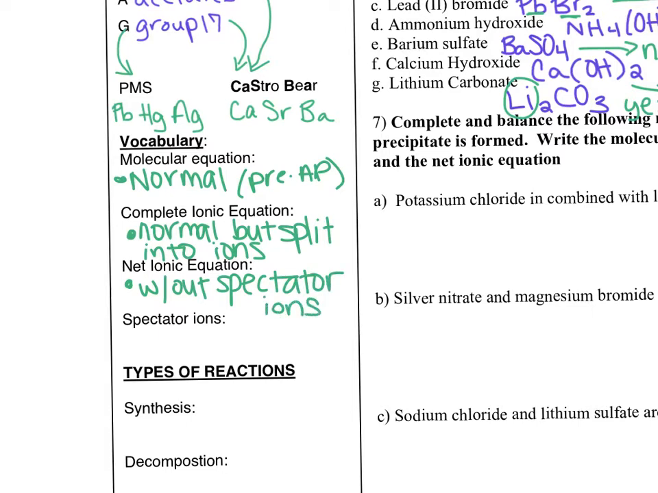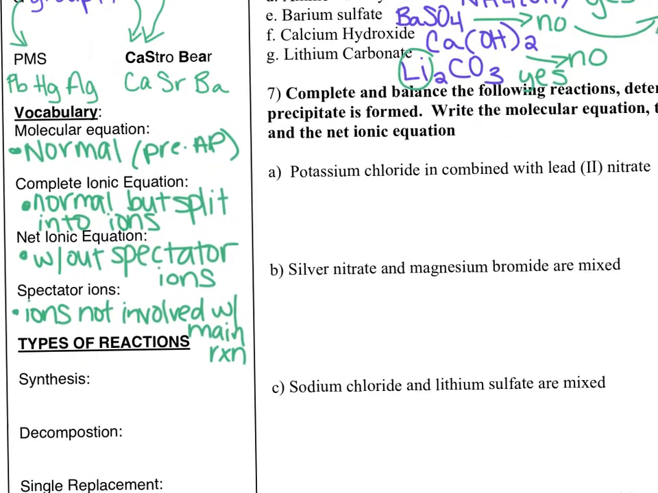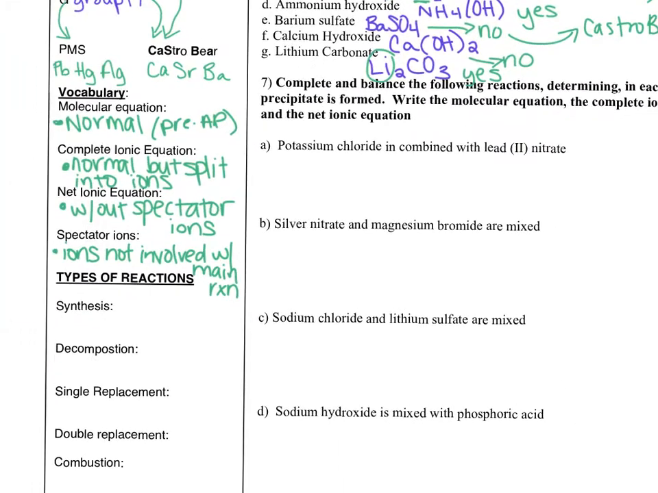Which leads us to the last definition. Spectator ions are the ions not involved with the main reaction. How do you determine which is a spectator ion? I'll show you in just a second. I'm going to cancel it out on both sides.